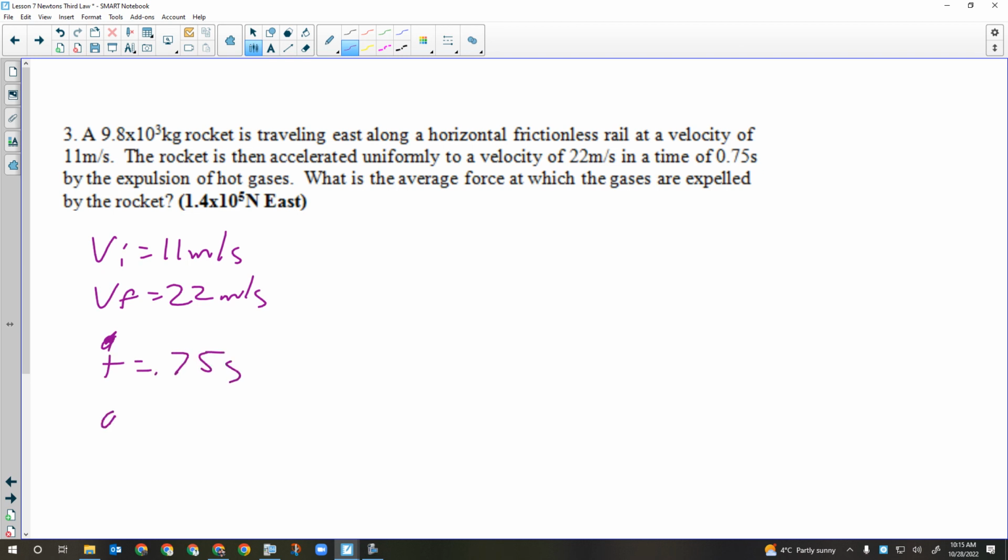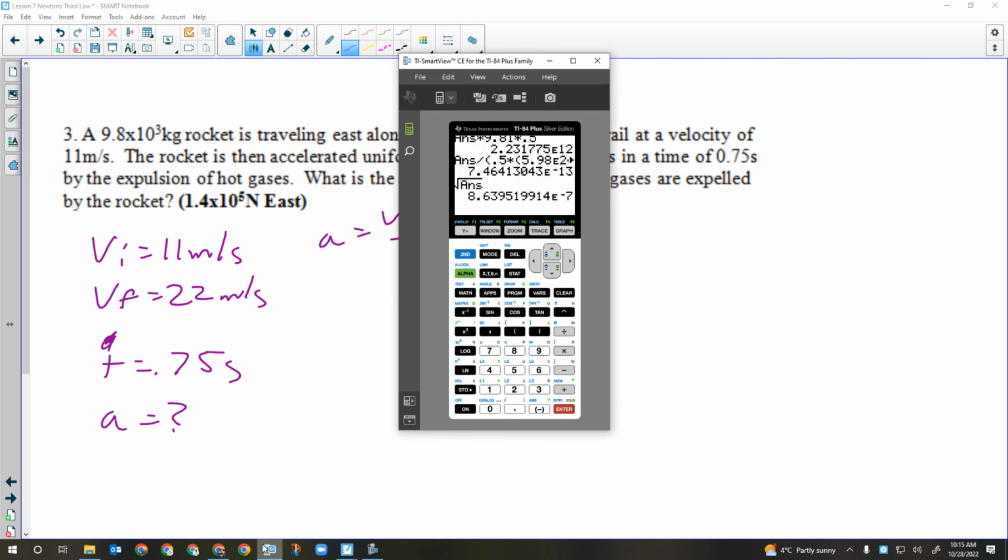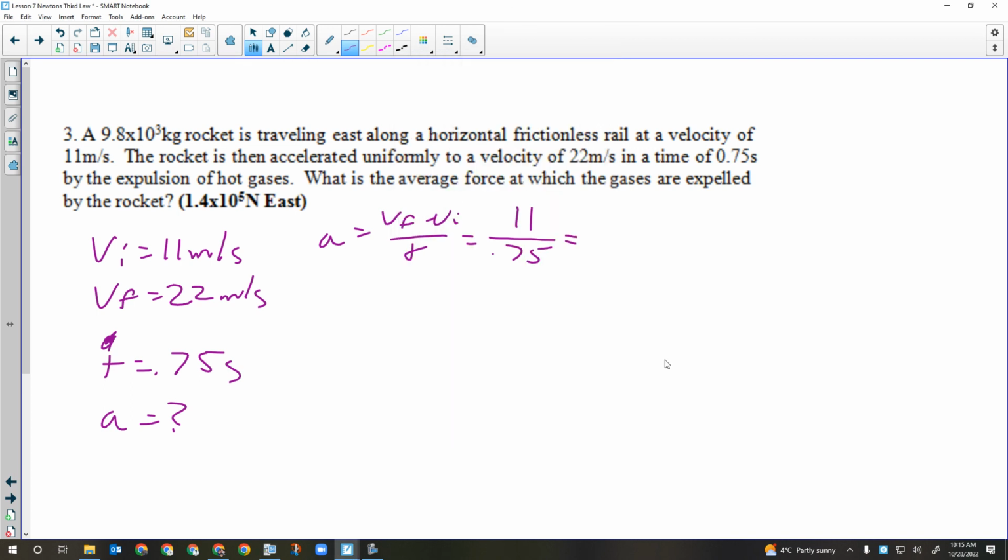All right, so I should probably find the acceleration. That's usually important in Newton questions. I'll find that acceleration simply by going vf minus vi over t, so basically 11 over 0.75. So 14.7 meters per second squared, about 1.5 g. If you were on that rocket, you'd feel 1.5 times heavier than normal due to that acceleration.